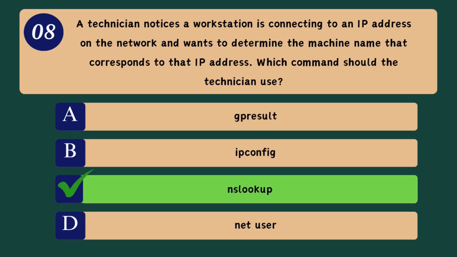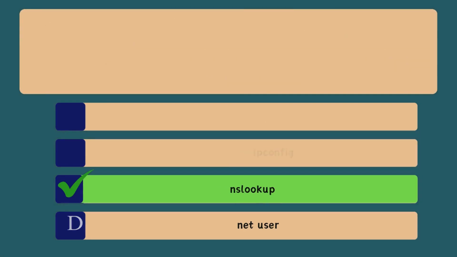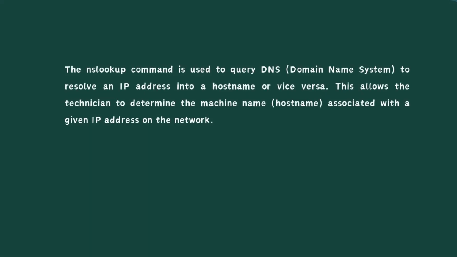Correct answer: C. nslookup. The nslookup command is used to query DNS, the Domain Name System, to resolve an IP address into a host name or vice versa. This allows the technician to determine the machine name, or host name, associated with a given IP address on the network.